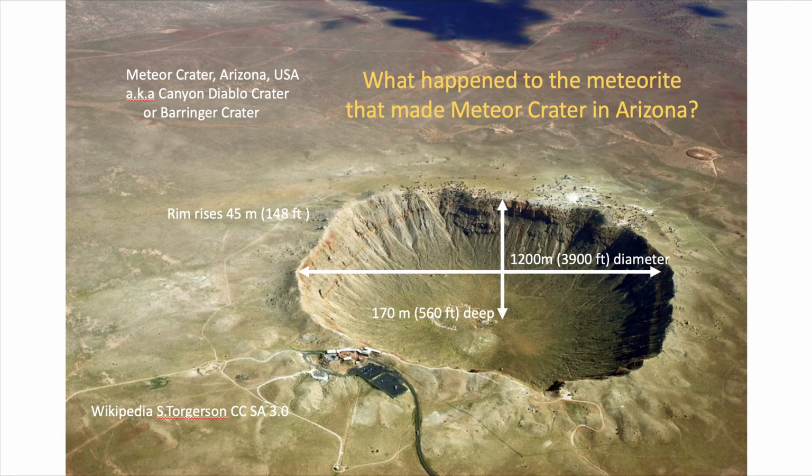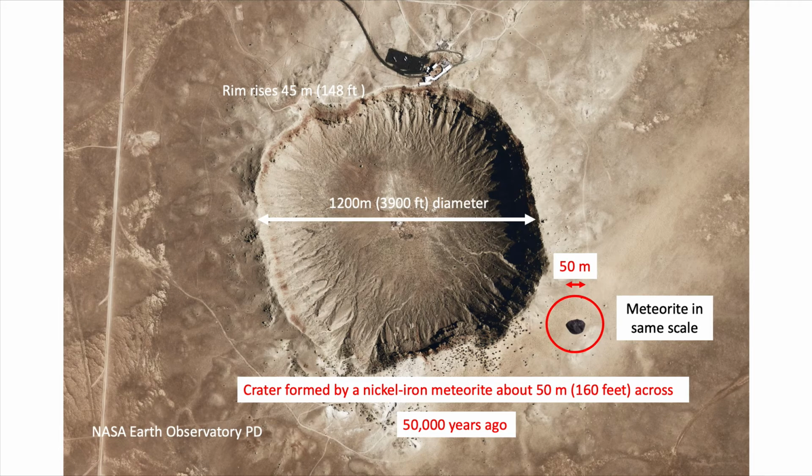So what might have happened to the meteorite that made that crater? In your test, you remove the rock. We don't see one here. What has happened to it? It is thought that this crater was formed by a nickel-iron meteorite, one of the metal meteorites, about 50 metres across. So you've got a scale meteorite in the diagram that's there, and that it happened about 50,000 years ago.